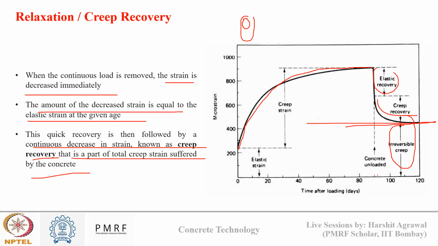This is due to the deformation that has occurred in the concrete under the sustained loading period. In the sustained loading period, some cracking has occurred in the concrete. There will be some deformation that has occurred in concrete, and that contributes to the irreversible creep part.